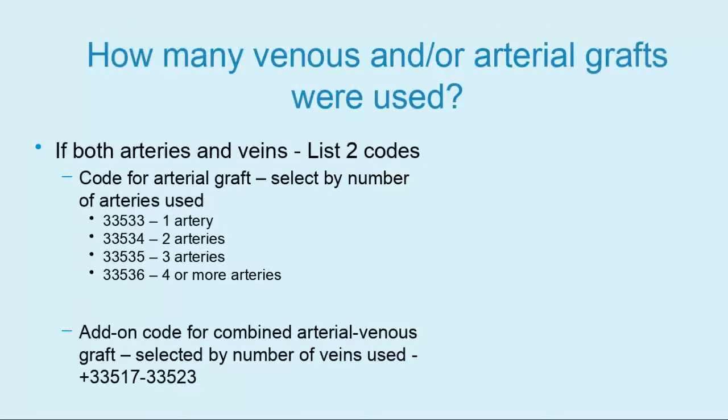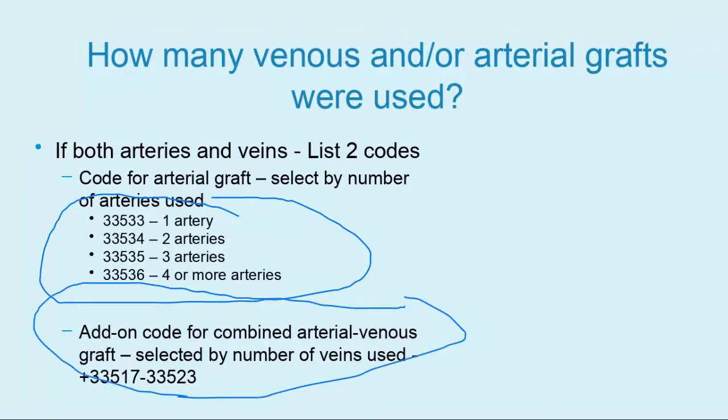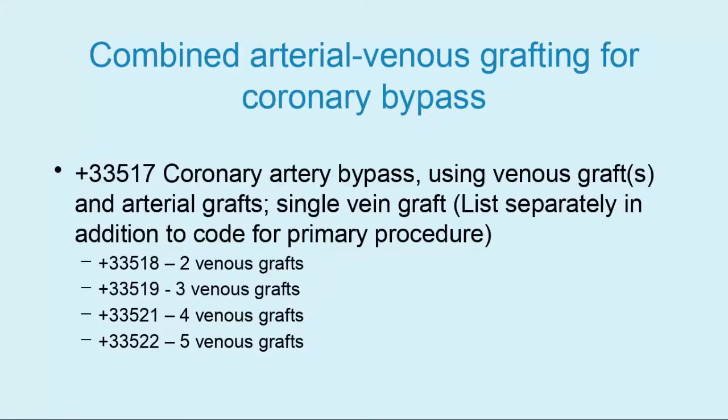So again, if both arteries and veins are used in the grafting procedure, two codes are required. First, a code from the artery, and these are the ones we talked about before, 33533 to 36, depending on how many. And then you have an add-on code from a different section by the number of veins used. Now again, the add-on codes for veins also list specific numbers of vessels used. So you have 1, 2, 3, 4, 5.